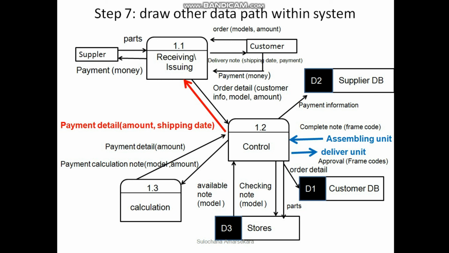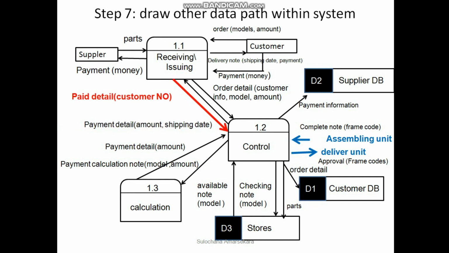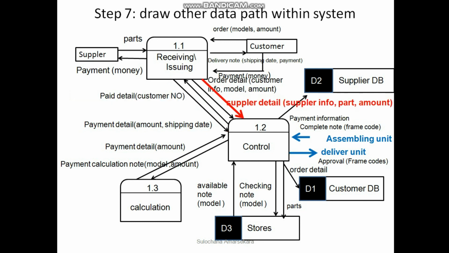After that payment, the receiving and issuing unit sends all the details with the customer number to the control unit. This link shows that connection. After that, the control unit updates the customer database and sends approval to release the product with matching frame code to the delivery unit. Suppliers send their parts to the receiving and issuing unit. After that, the receiving and issuing unit needs to give all the information with supplier parts and their amounts to the control unit. This link shows that connection.